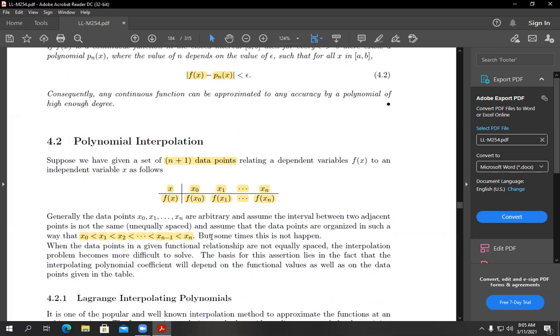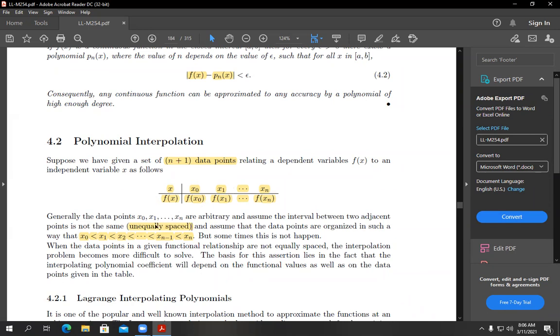Also, I forgot to tell you here, these data points x0, x1, x2, x3 may be equally spaced or unequally spaced, right? What is the meaning of equally spaced and unequally spaced? That means if the difference between x0 and x1, x1 and x2, x2 and x3, and so on is the same, then we say equally spaced data points. And if the difference between them is not the same, then we call it unequally spaced.